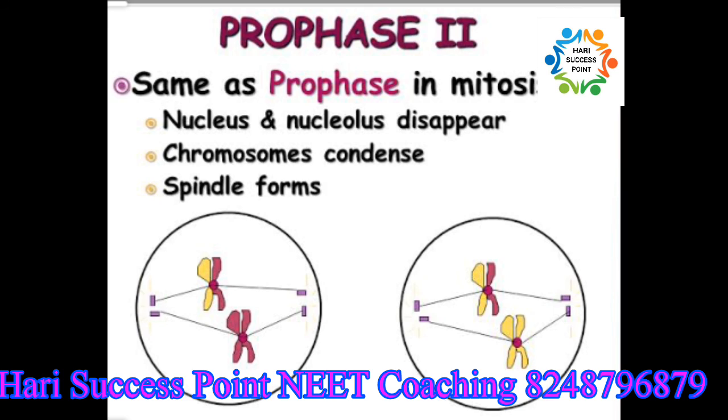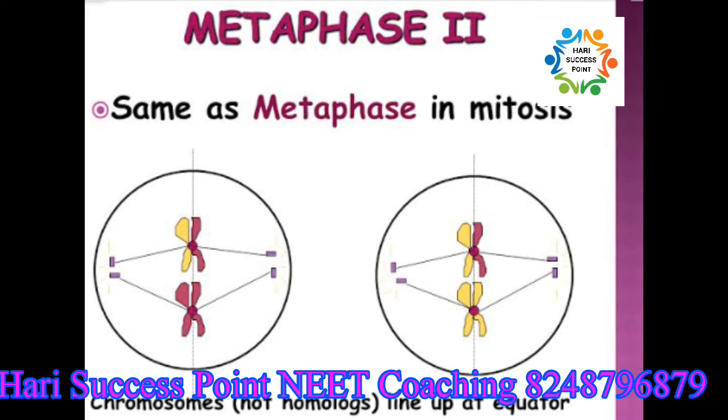At the metaphase 2, the chromosomes align at the equatorial plate and the microtubules from opposite poles of the spindle get attached to the kinetochores of sister chromatids. Anaphase 2 begins with the simultaneous splitting of the centromere of each chromosome, allowing them to move towards the opposite poles of the cell.